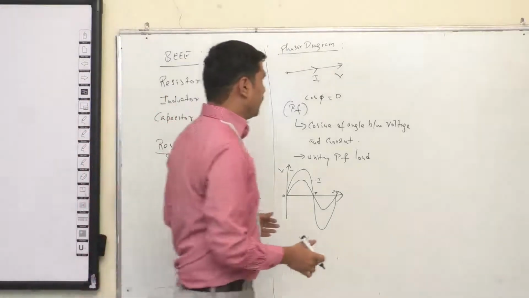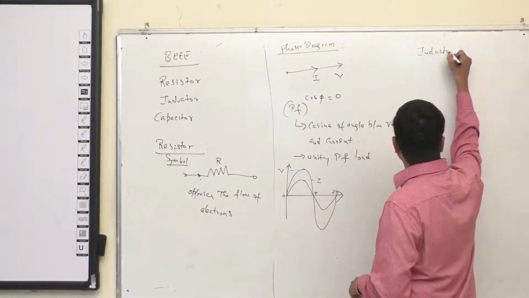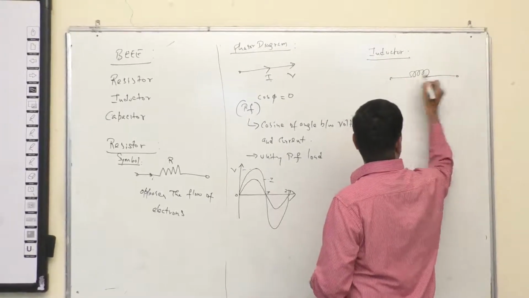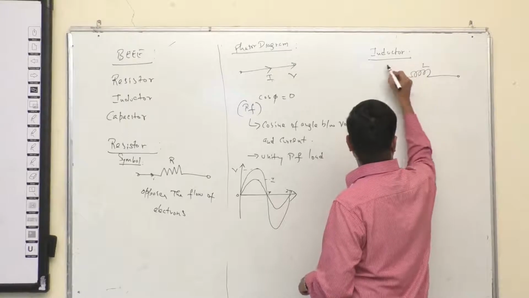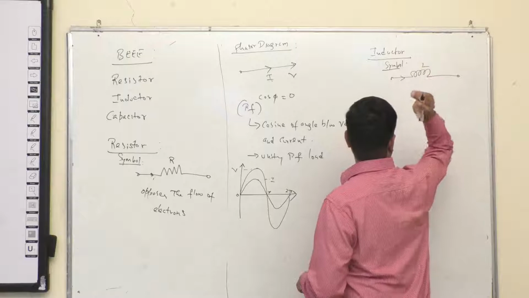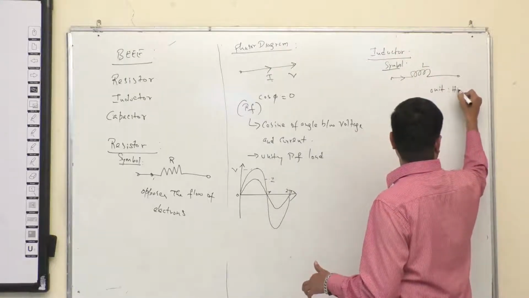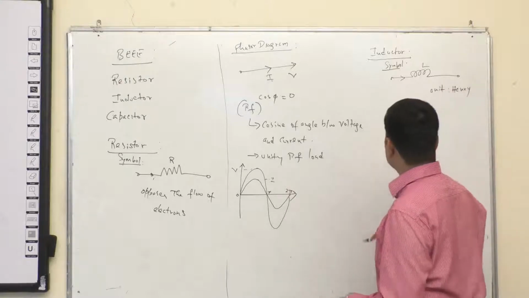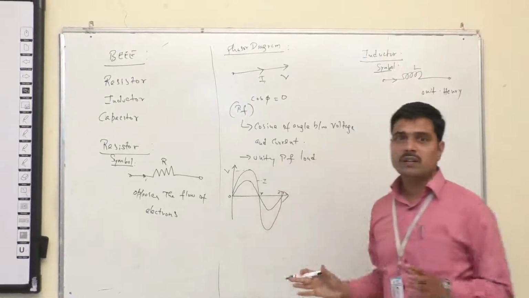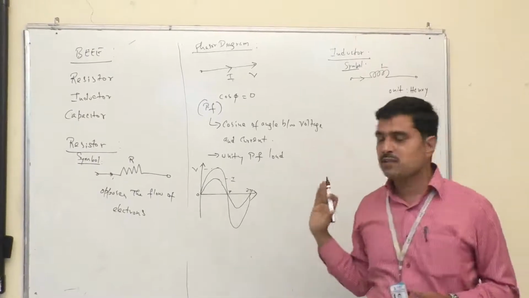Then you see the inductor. It is the symbol of an inductor. It is called L. Its unit is Henry, and a smaller unit is the millihenry. So, the inductor. What is the nature of an inductor? It opposes the flow of electrons, but it smooths out the current.